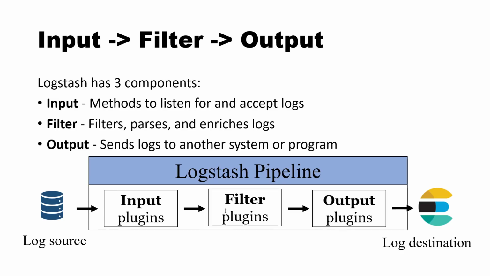Here's how it works: the input, filter, and output plugins. When you go to create a Logstash configuration, this is what you are looking at. What is the input? What is happening to it in between? And then what is the output? This is the parsing mechanism here.